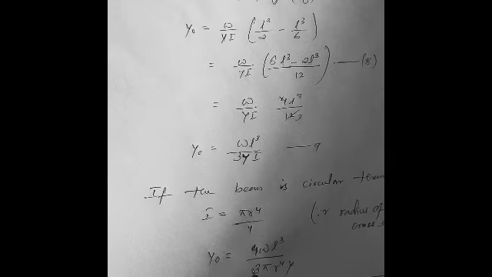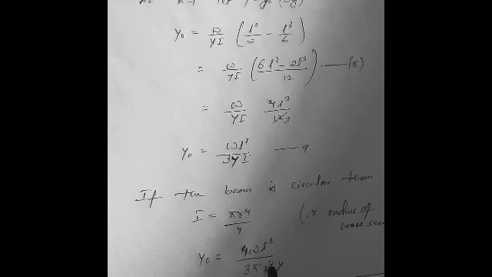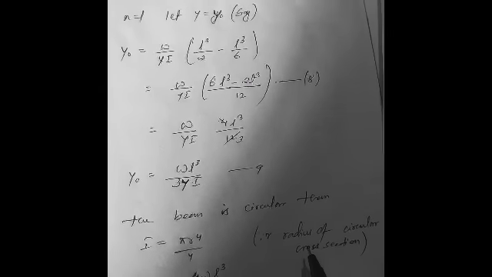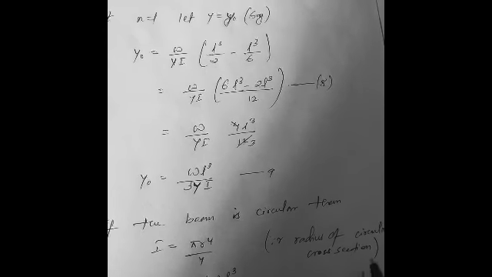If the beam is circular, then I is equal to pi r to the power 4 divided by 4. Y naught is equal to 4 W L cube divided by 3 pi r to the power 4 Y, where r is the radius of the circular cross section.